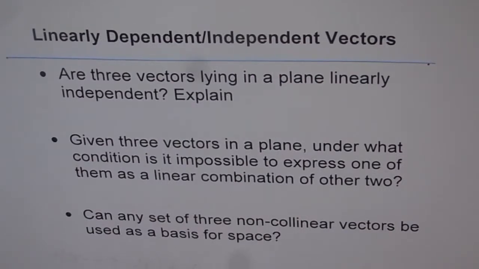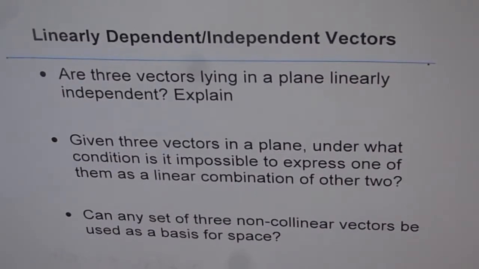Are 3 vectors lying in a plane linearly independent? Explain. Next, given 3 vectors in a plane, under what condition is it impossible to express one of them as a linear combination of the other 2? And the last one: can any set of 3 non-collinear vectors be used as a basis for space? Now think about it and answer these questions.